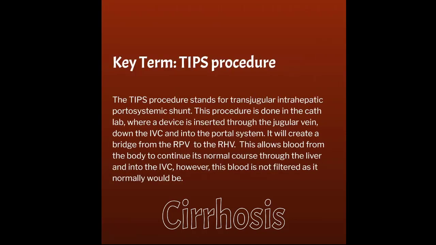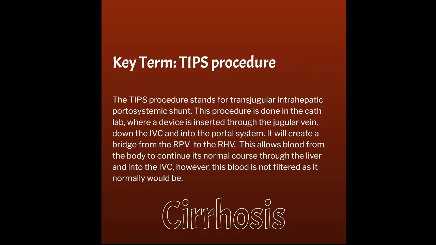One of the other terms that I mentioned about the prognosis and treatment for cirrhosis is the TIPS procedure. TIPS stands for transjugular intrahepatic portosystemic shunt. This is a minor surgery that's done within the cath lab. They insert a catheter into the jugular vein and thread that down into the IVC and through the portal system. So we go jugular, IVC, into typically the right hepatic vein.